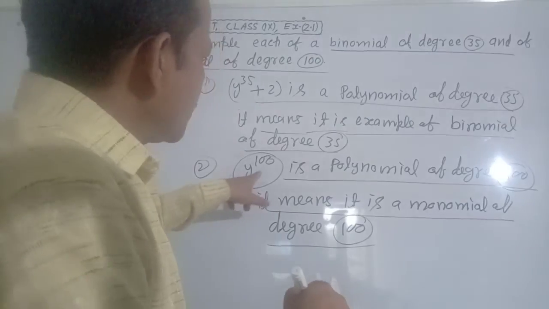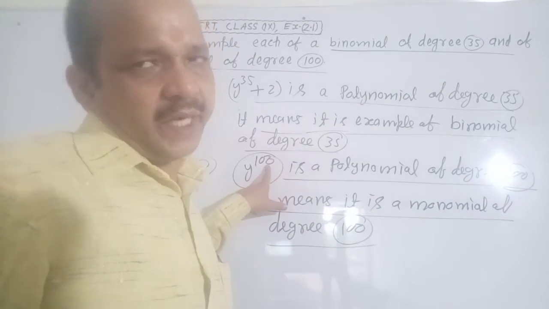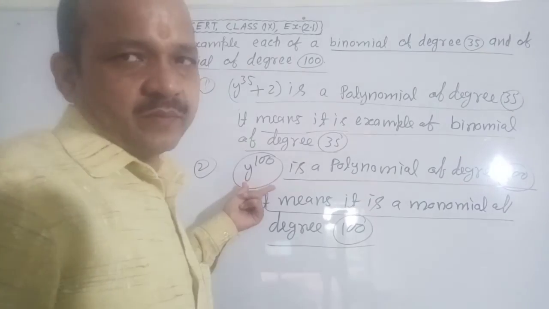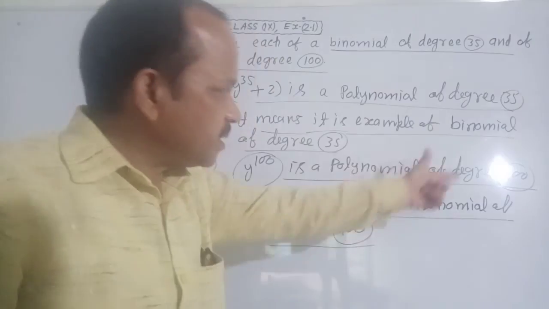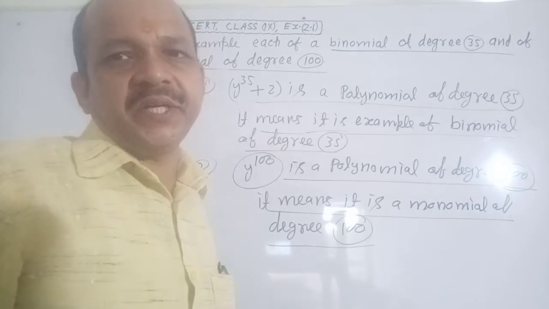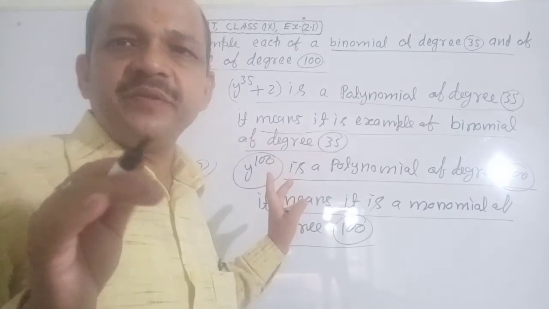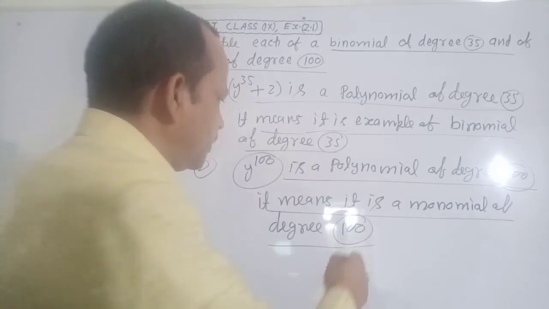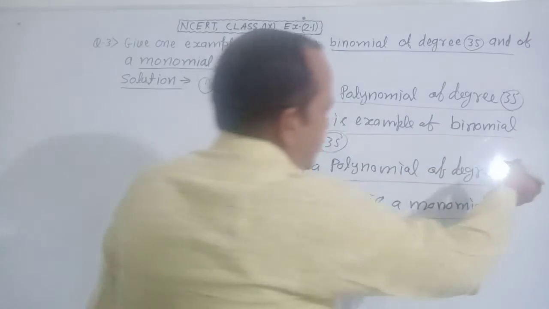Clear? Here y is the variable, 100 is its degree. Here is one term, only one term. Hence it is a monomial of degree 100. It is clear? No confusion about it? Very good. Here is the answer.